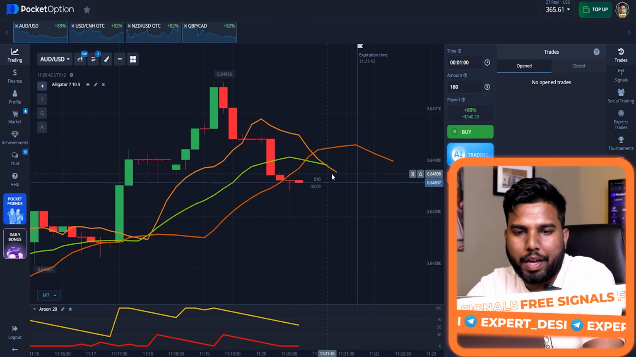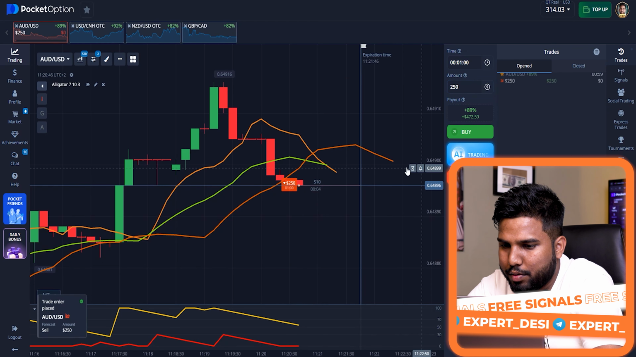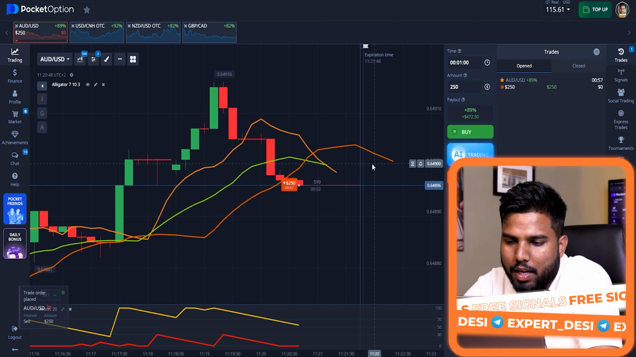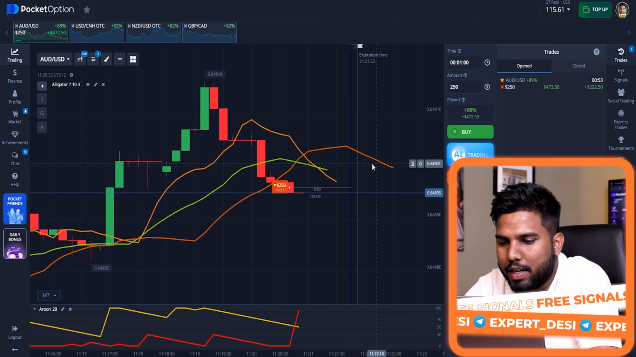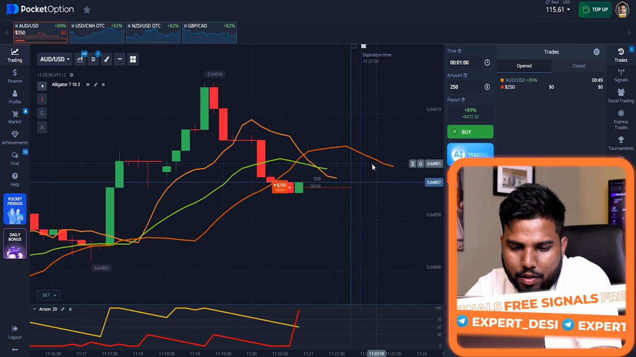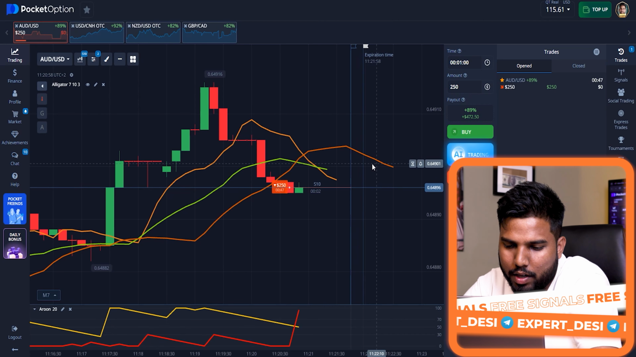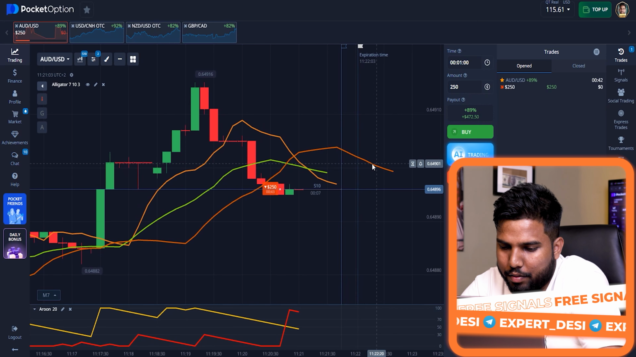Alright, let's switch to AUD and USD. Again, we can see the same thing. Let's change the amount to $250. And yes, as I said, again we can see the same thing. The light orange line below the dark orange line, and we can also see the red line going above the yellow line in Haroon 20.